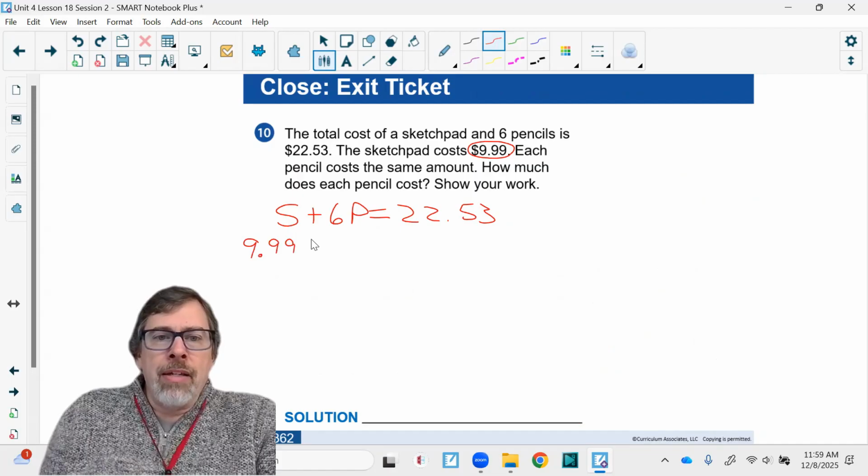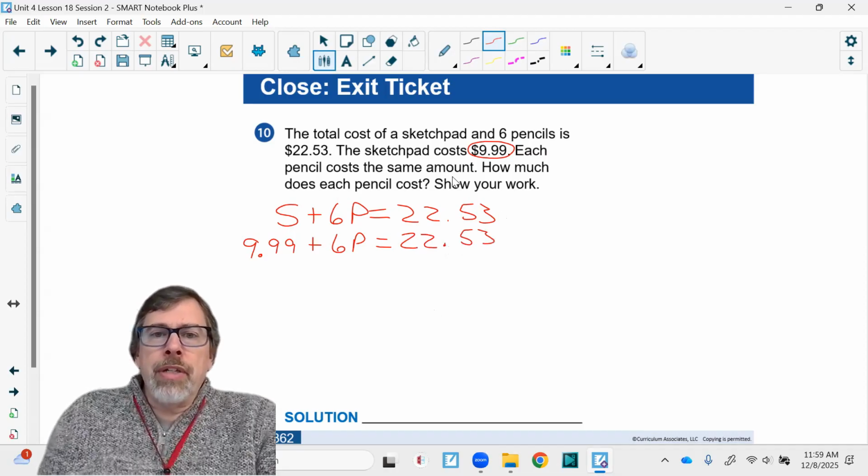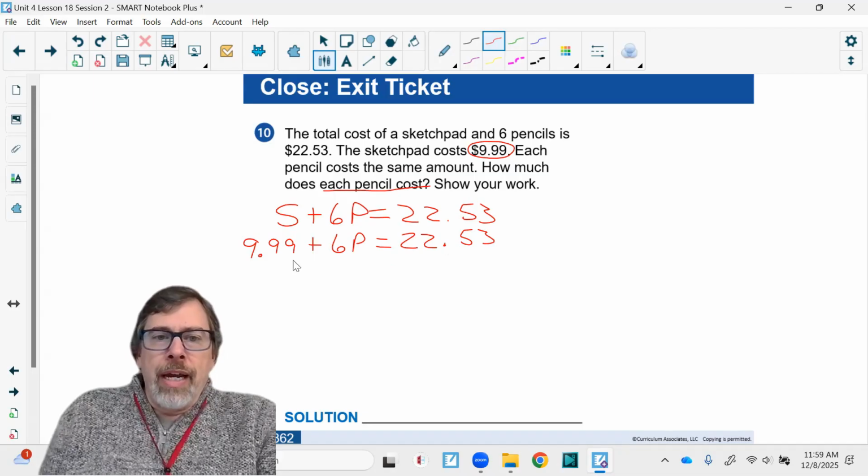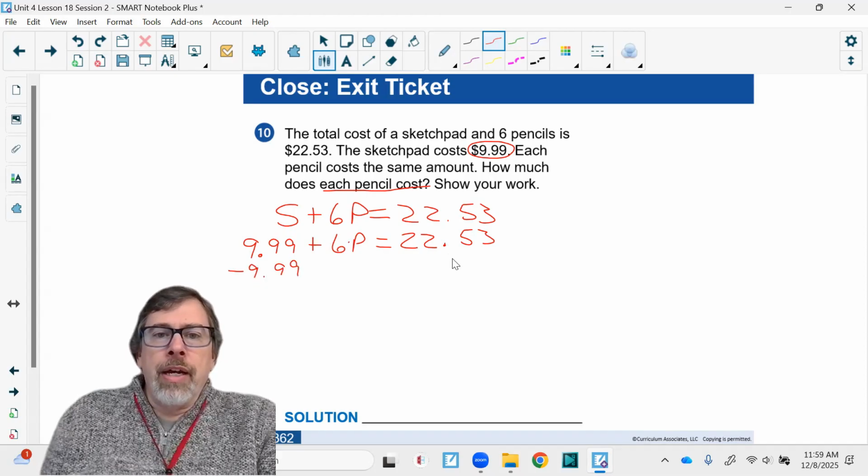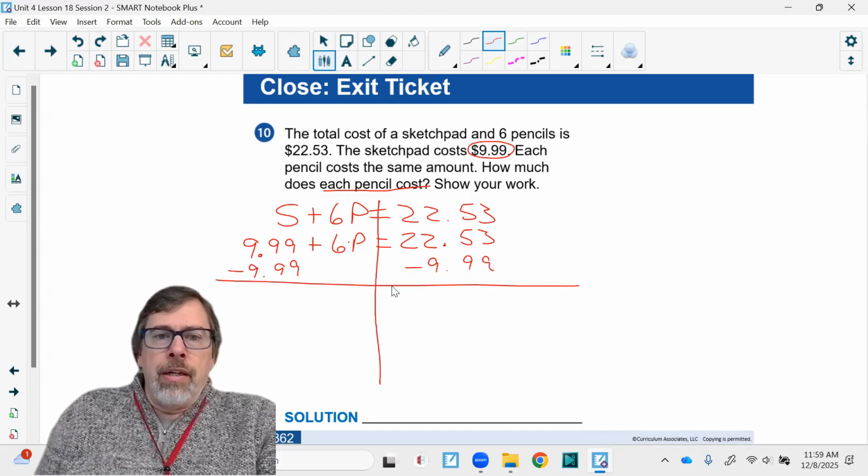9.99 replaces S, plus 6P equals 22.53. Each pencil costs the same. So that's why we can use the variable P. How much does each pencil cost? So we have addition and multiplication. So we're going to subtract and divide. 9.99 minus 9.99. Let me draw my line here real quick. And we get a 0 pair and a 6P equals.